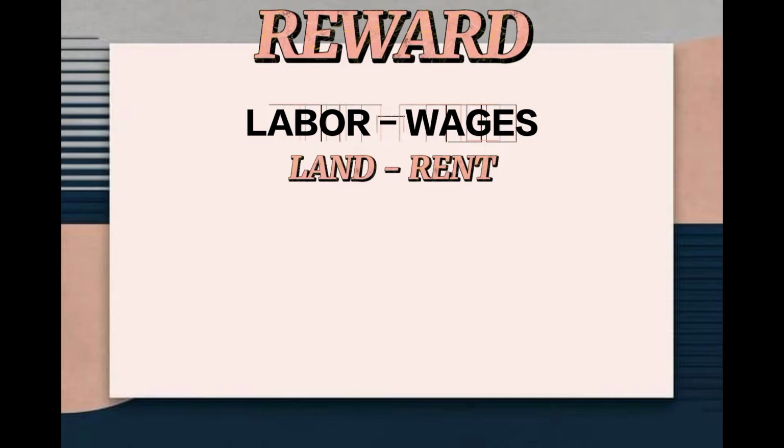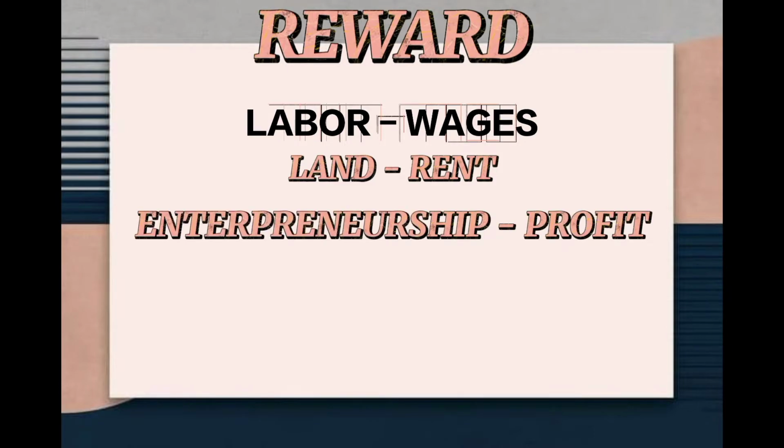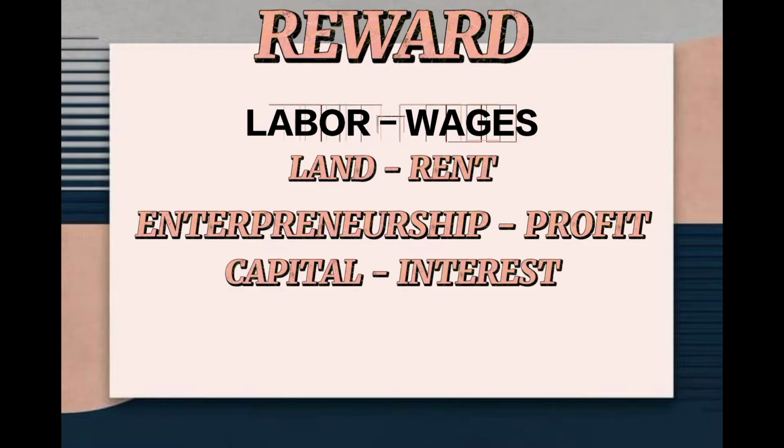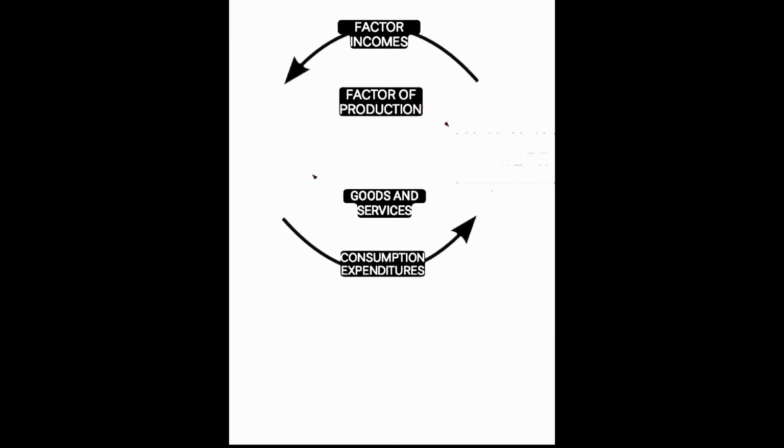The reward for entrepreneurship is profit. These are the people who put the other three resources together to create a successful business. The reward for capital is interest. This is money used to buy the tools that labor implements to convert land into goods. So these are the four factor incomes that households receive. They spend them on the goods and services made by firms.